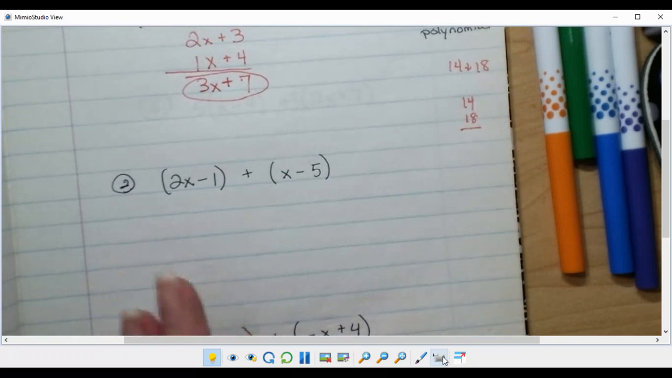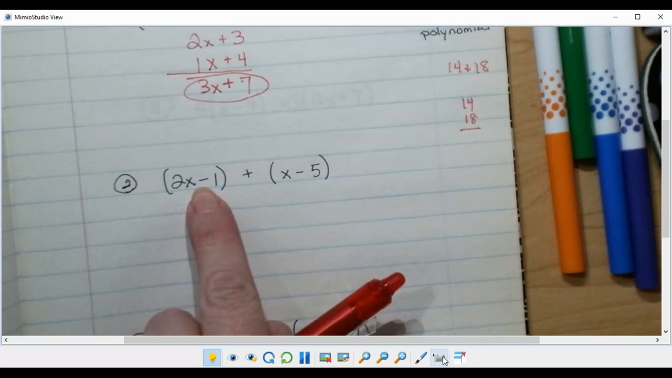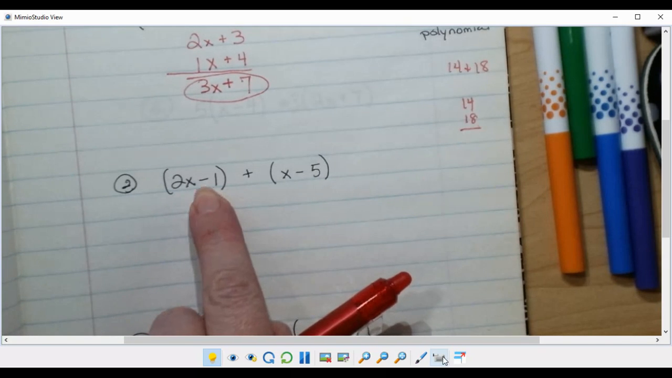Okay, let's go to example 2. Very similar, but now we have some negative signs or subtraction signs in there. If I read this, 2x minus 1, that's functioning as a subtraction sign. But when we go to combine these, this is actually going to function as a negative sign. I know, crazy. You'll get used to it.